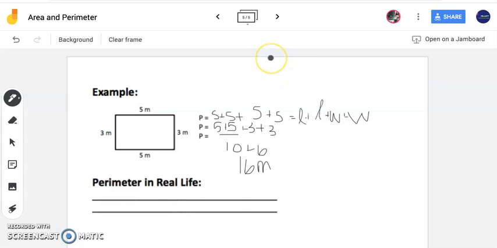Now this video, please refer back to this at any time. Miss Muley and I are here both to help you learn area and perimeter. So please refer back to this at any time on my YouTube channel.